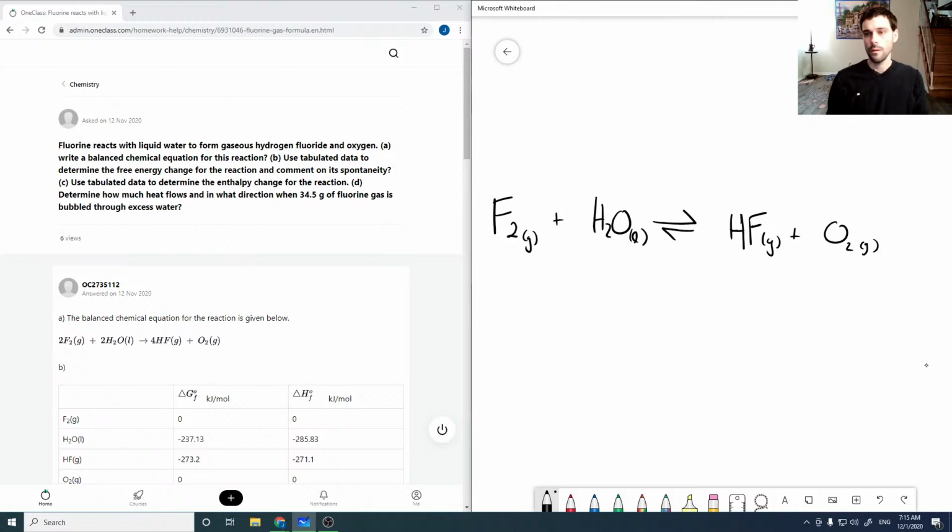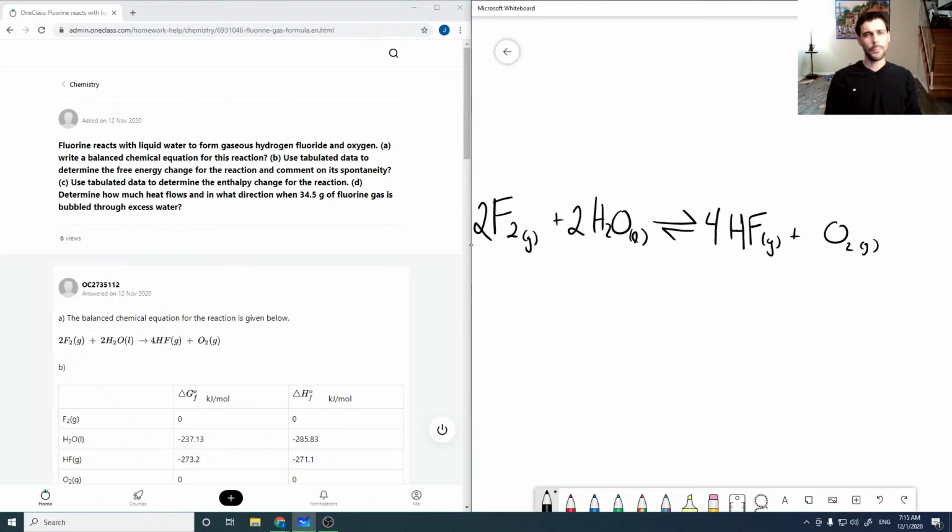Okay. So to balance this now, we've got 1 hydrogen on this side and 2 on this side, so I'm going to plunk a 2 there. But we need 2 oxygens actually, so erase that 2. We need 2 oxygens, so we need a 2 there. That makes 4 hydrogens, so we need a 4 here. And then now we have 4 fluorines, so that gets a 2 there. And then now everything looks balanced.